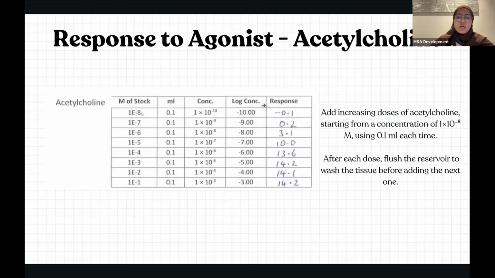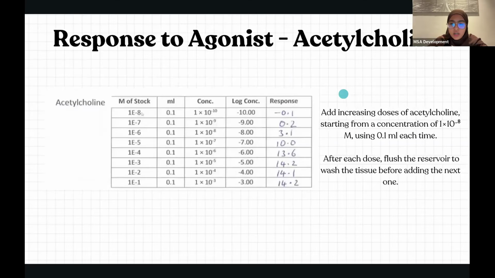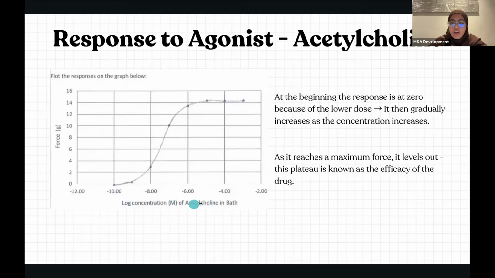Now let's talk about the first drug that they're going to use, which is acetylcholine, an agonist. Here we have a table of the concentration that we're going to use and the volume of the concentration that we're going to use. You can see that with increasing concentration, we get an increasing response. We keep the volume the same as a control. As you increase the concentration, you increase the response. Now we want to plot this on a graph. We have here the force, the maximum response that we got, and the concentration of how much we added.